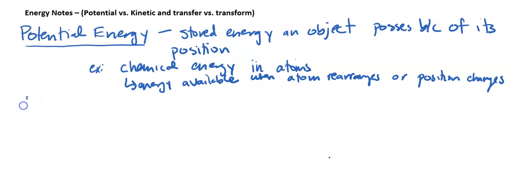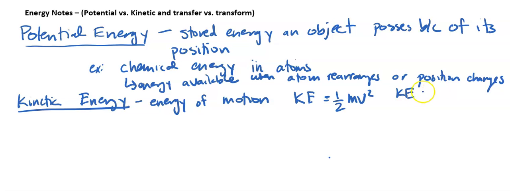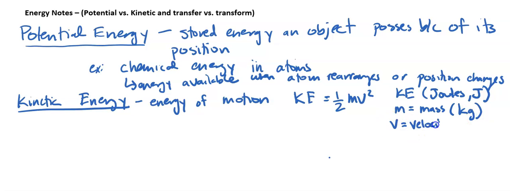Kinetic energy, we've talked about this year, but kinetic energy again is the energy of motion. And again, our equation for kinetic energy is KE equals 1/2 mv squared, where KE is kinetic energy, and that's going to be measured in joules, or you could just say capital J. m is going to be mass, measured in kilograms. And v is going to be the velocity, and we'll oftentimes measure that in meters per second.